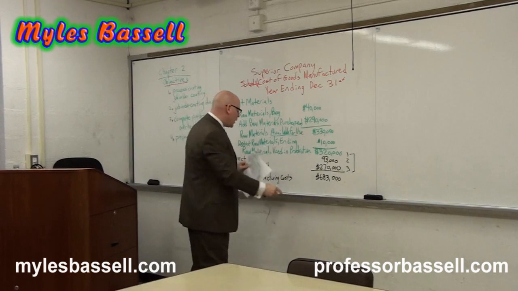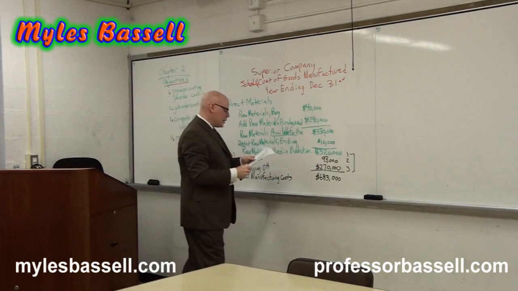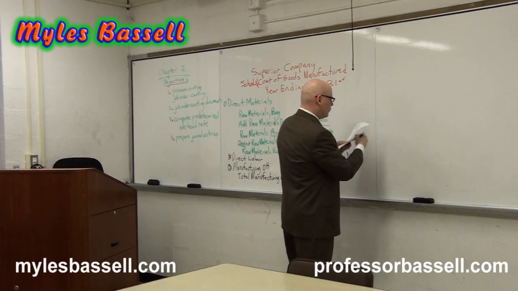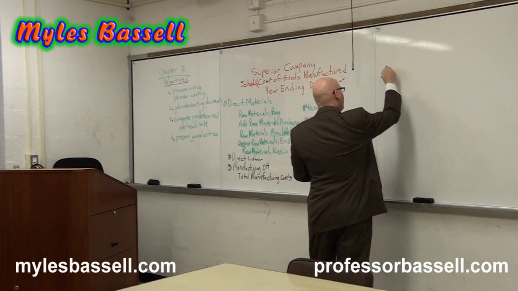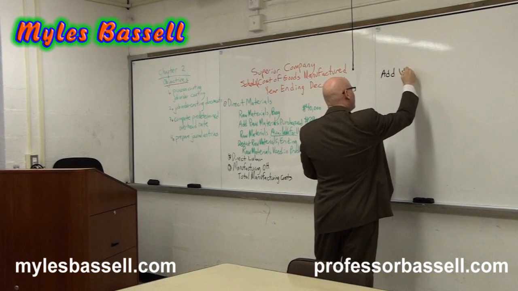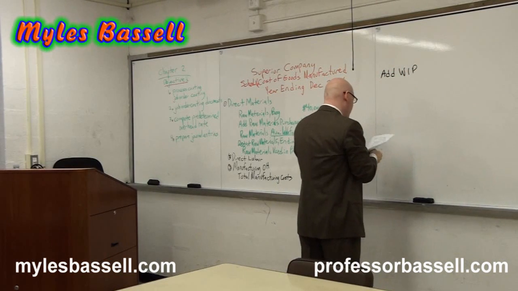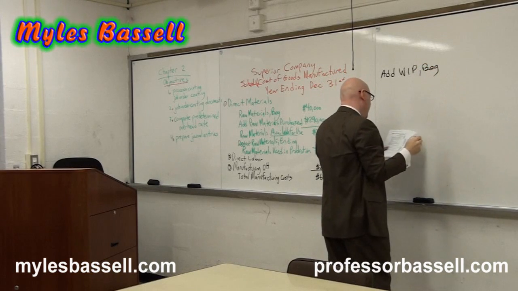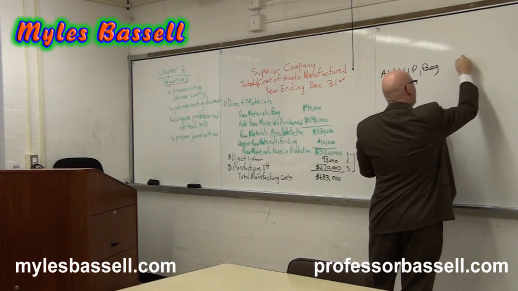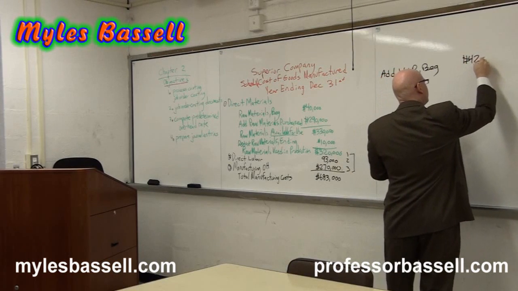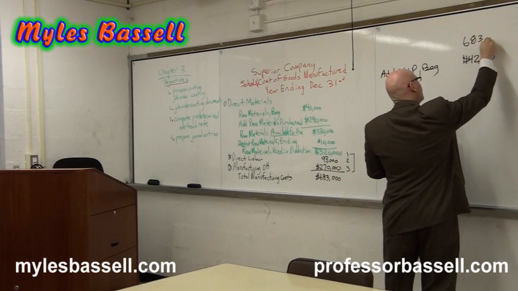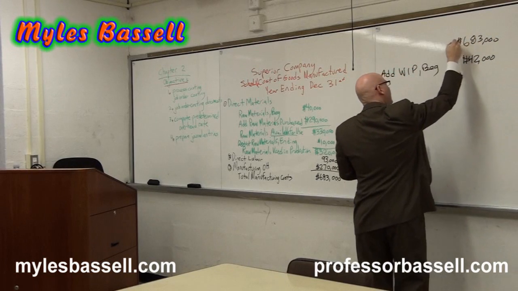Now what do we do? Now we know that the total manufacturing costs are 683,000. Then what do we do? Add the work in process. Right, so we need to add the work in process from the beginning of the period, which they tell us is 42,000. So that's given. We don't need to calculate that.